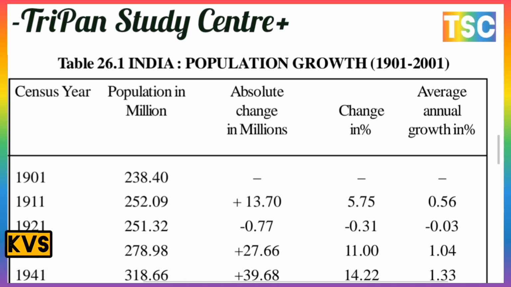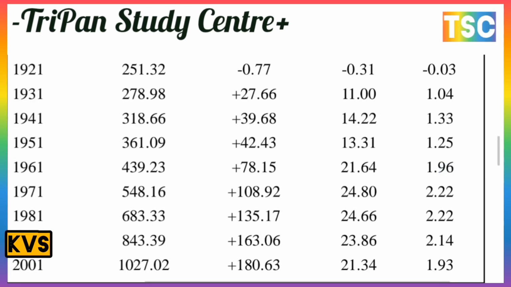For 1911, the population in millions is 252.08 and it changes by about 5%. But in 1921 there is a negative change here. That is the most important period of negative change. The next growth rates continue, and the development of population is step by step. But by 2001, 1027 million is the maximum growth here. There is only a positive change of 180.63 million, and 21.34% is the increase. That is a most important period of population increase, as on the screen.